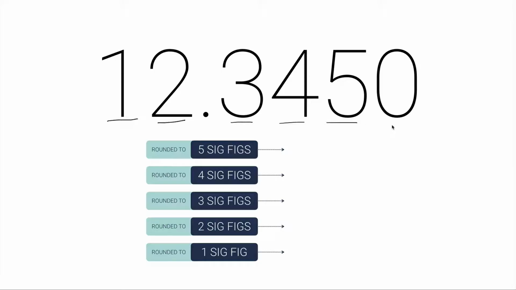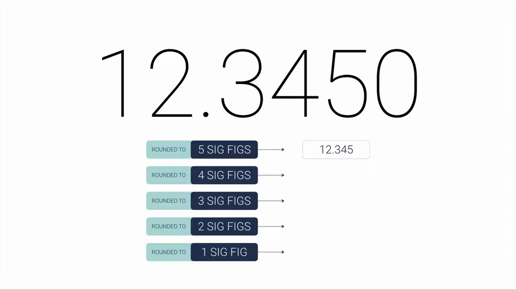Does this 0 promote the 5 up? Now think back to your elementary school rounding rules. 0 to 4 leaves the number alone. 5 or higher makes the number promoted to the next digit. So a 0 does not change the 5 at all. The new measurement becomes 12.345. That's got 5 significant figures in it, and I've done it correctly.